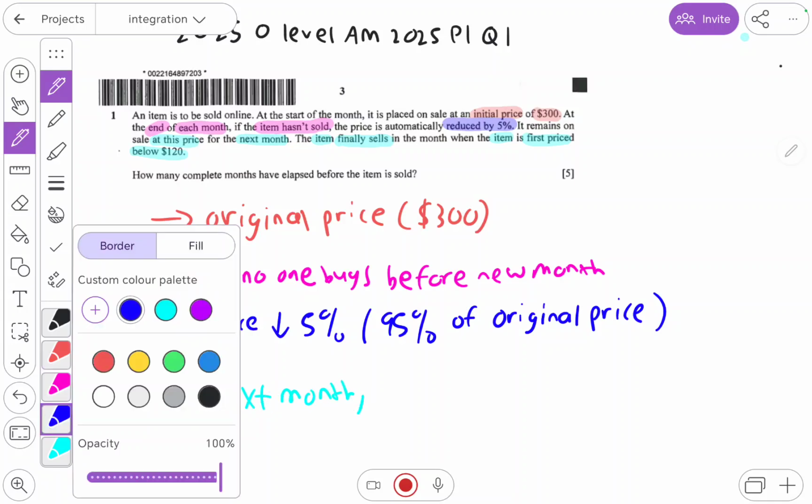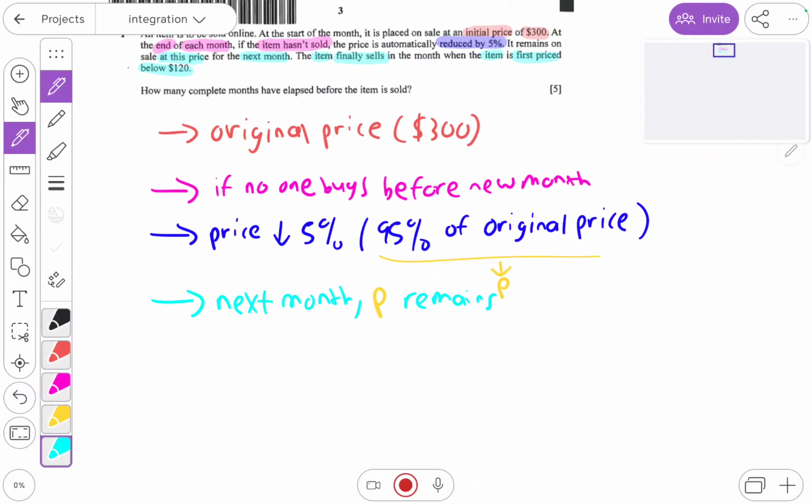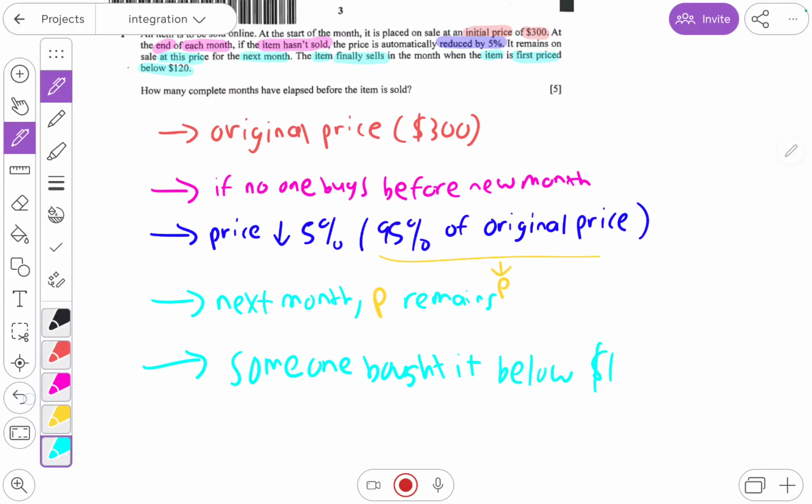To put it in simple words, next month, I'm gonna use another color to highlight. So I'm gonna underline in yellow. Let's say I'm gonna call the price P. So P remains. And one more thing, what did they say? The item finally sells where it is first priced below $120, which means that someone bought it below $120. Okay, so this is what the question is asking.